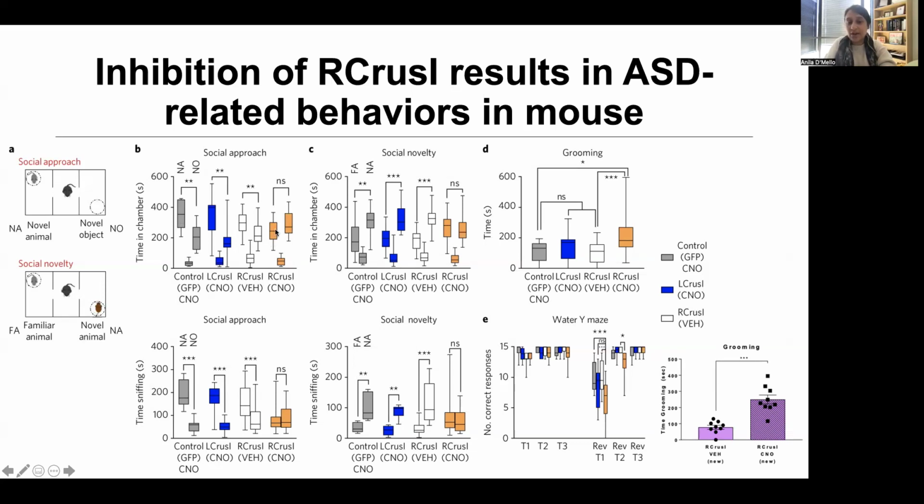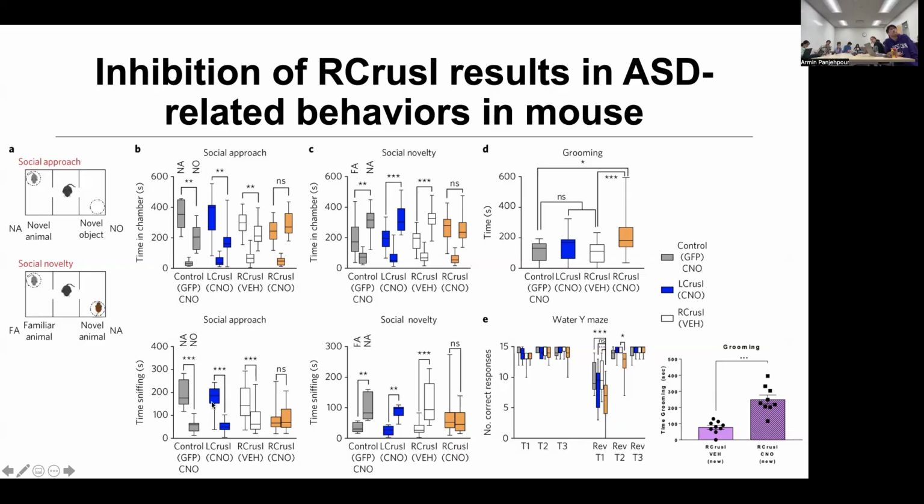If you inhibit right crus1 specifically, you can kind of obliterate that normal interaction. This isn't the case, obviously, under any sort of vehicle, right? This is specific to this CNO manipulation. And it also doesn't affect left crus1, right? So you could do this in left crus1 and you don't see any kind of effects on social behavior. Same with things like social novelty.